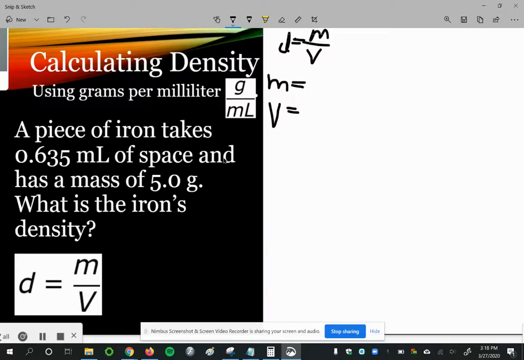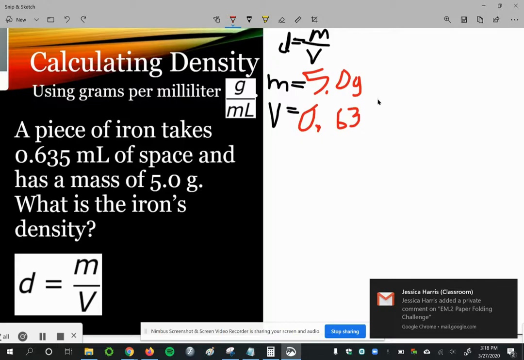Again, we're doing some inventory now. I have a mass of 5 grams. So let's write that in there. Mass of 5 grams, 5.0 grams. Why am I putting the 0.0 there? We'll get to that later. And a volume of, remember what it says, takes up so much space? That's a volume word there. 0.635.